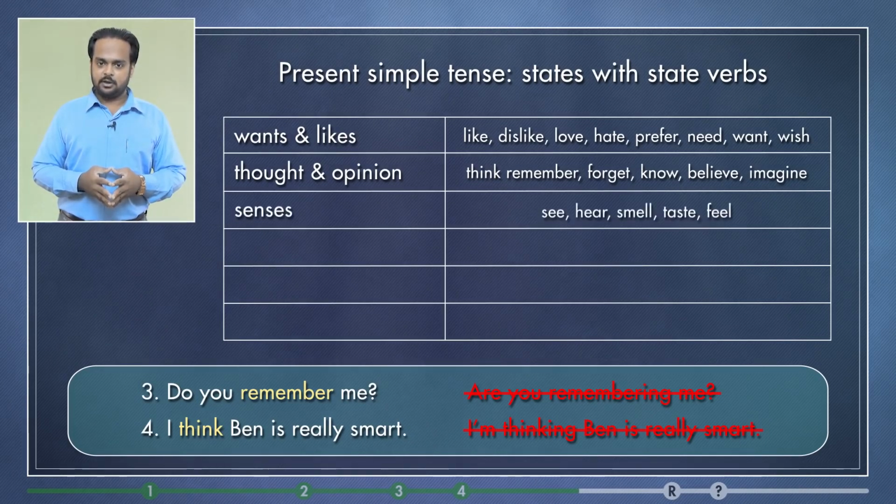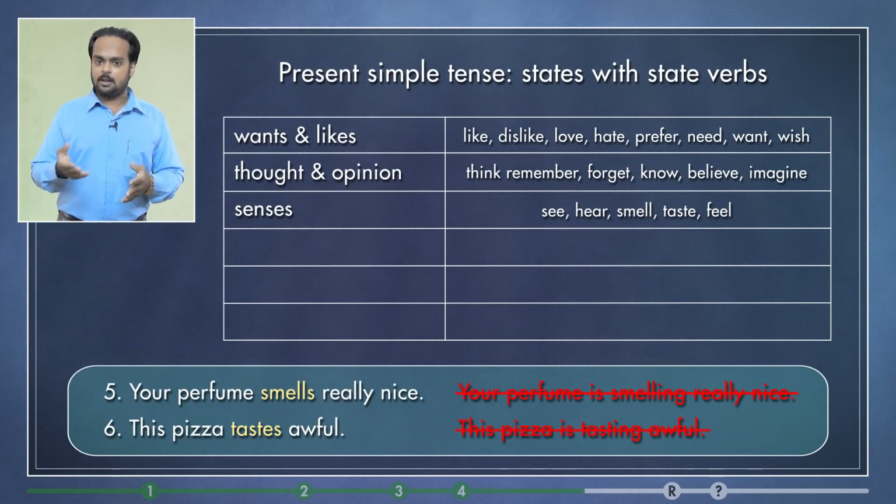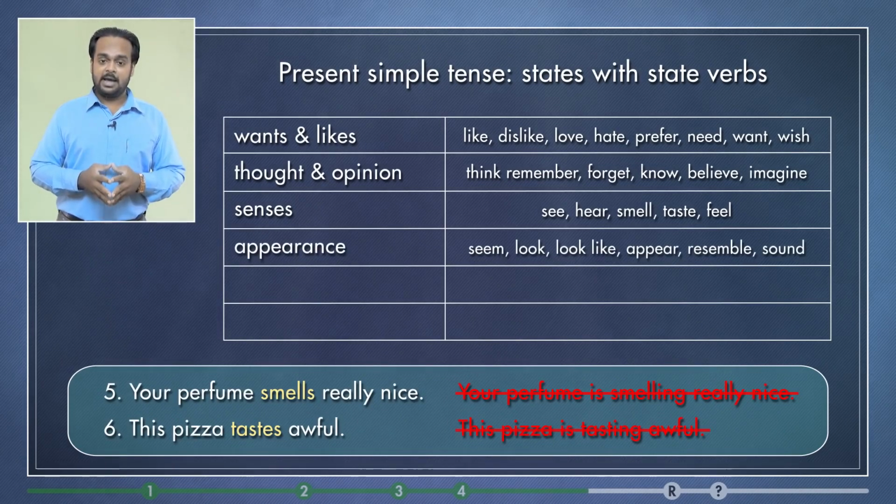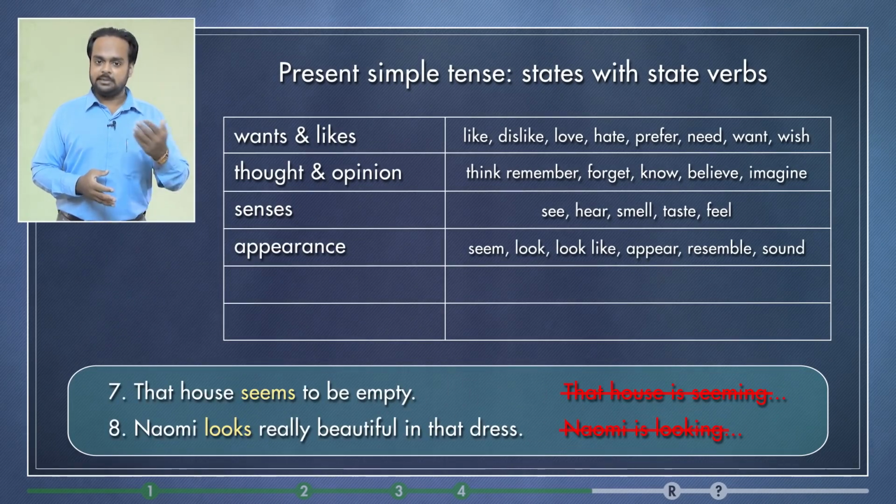Similarly, we have verbs of the senses, see, hear, smell, taste, etc. For example, your perfume smells really nice, or this pizza tastes awful. Then we have appearance verbs, as in these sentences. That house seems to be empty, and Naomi looks really beautiful in that dress.